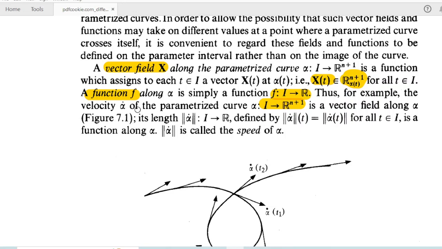So alpha dot എന്ന് പറയുമ്പോൾ എന്താണ്, velocity of the parameterized curve alpha. Alpha is a parameterized curve. Alpha dot എന്ന് പറയുമ്പോൾ it is the velocity of the parameterized curve. And velocity means it is a tangent vector. And that vector field is known as the tangent vector field.